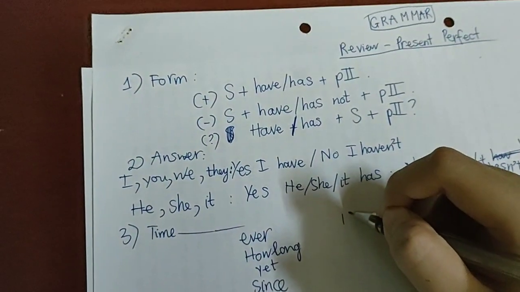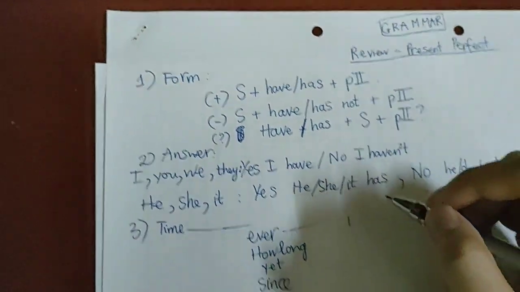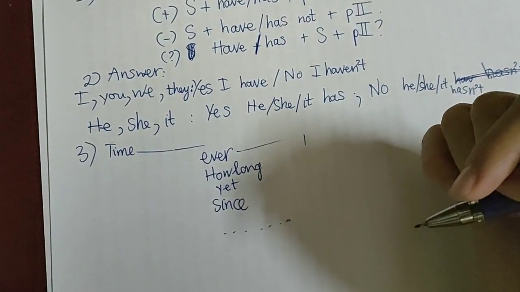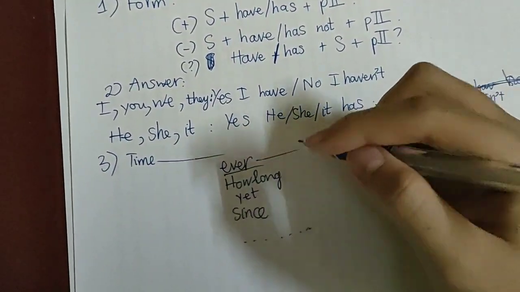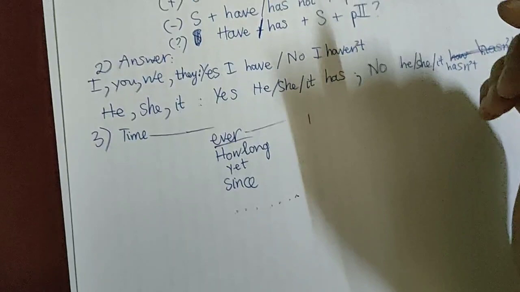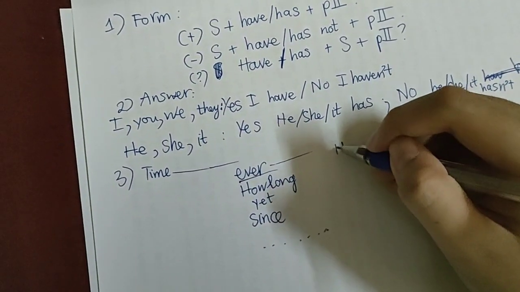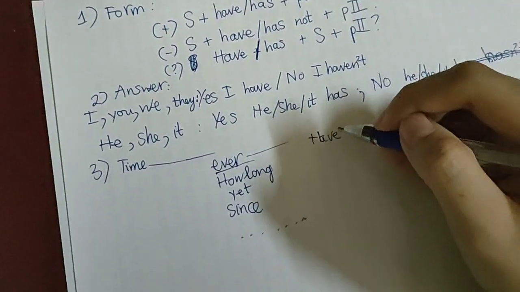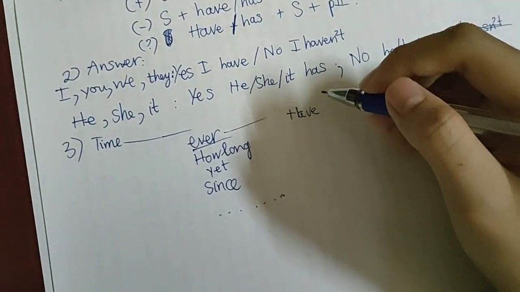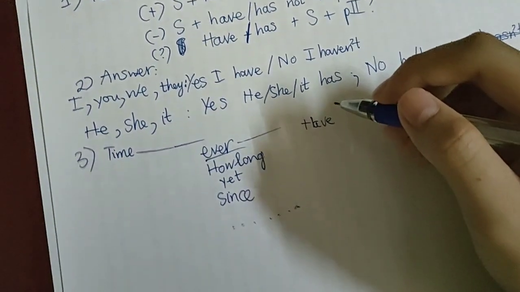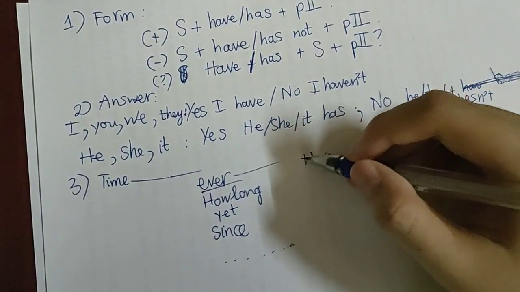Example: Have you ever gone to London? If you say why will you use ever in this. Have you ever gone to London? Yes, I have, or no, I haven't. If one day they will go to.